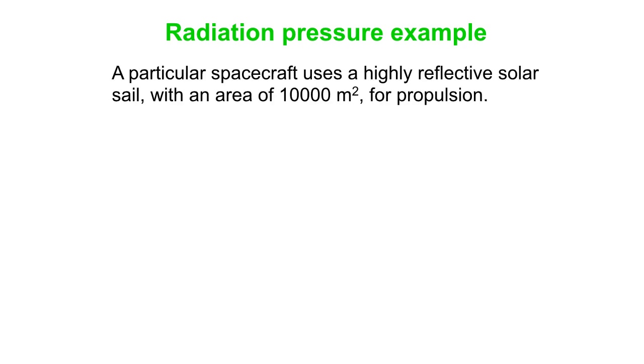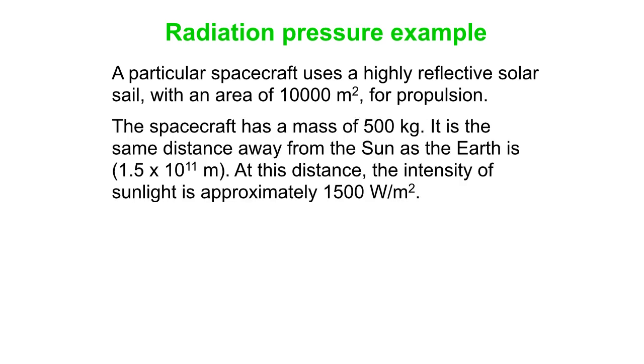So let's do an example. So you can make spacecrafts that are called solar sails, and they have these very large area solar reflective sails, and that's what you're trying to do to propel the spacecraft through space. So let's try and design one. So ours has a mass of 500 kilograms. It's the same distance that we are from the sun. It's out in space, but a little bit away from the Earth.